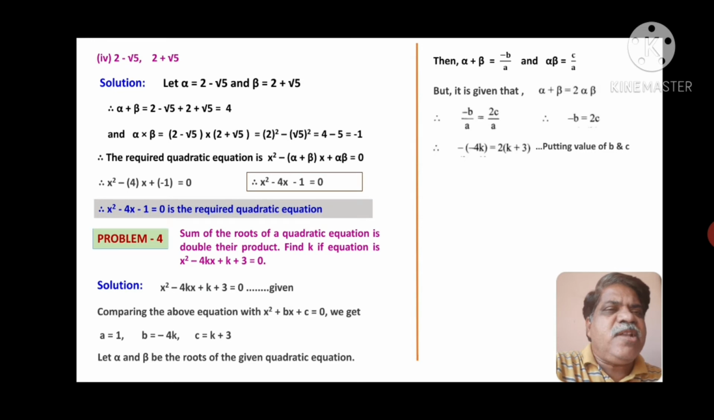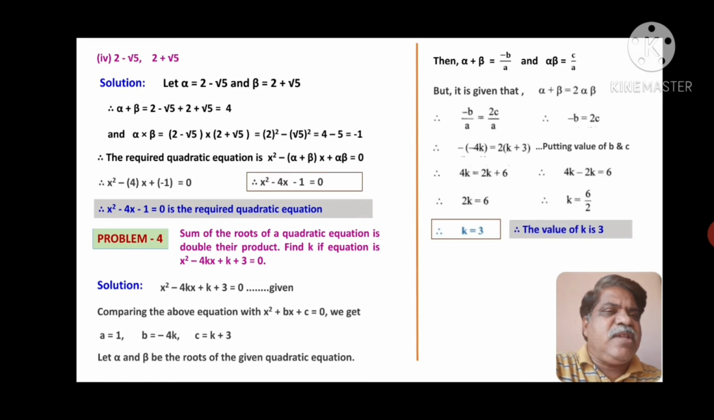Therefore, what is the value of b? Minus of minus 4k is equal to 2 into k plus 3. Putting the value of b and c here. Therefore, what you get, we will solve now. 4k is equal to 2k plus 6. Therefore, 4k minus 2k is equal to 6. Therefore, we will get 2k is equal to 6. That is, k is equal to 6 upon 2. Therefore, you are getting k is equal to 3. Hence, we can say that the value of k is 3.